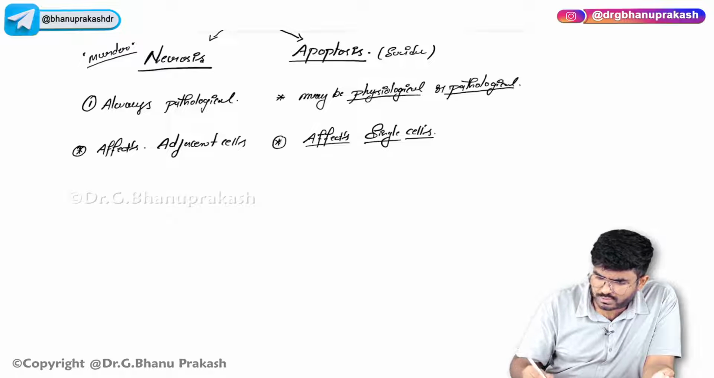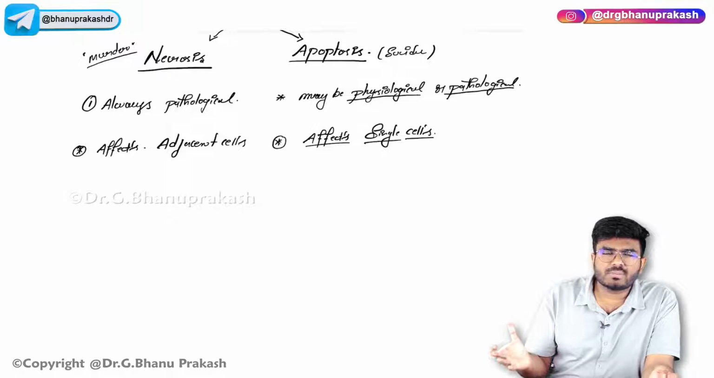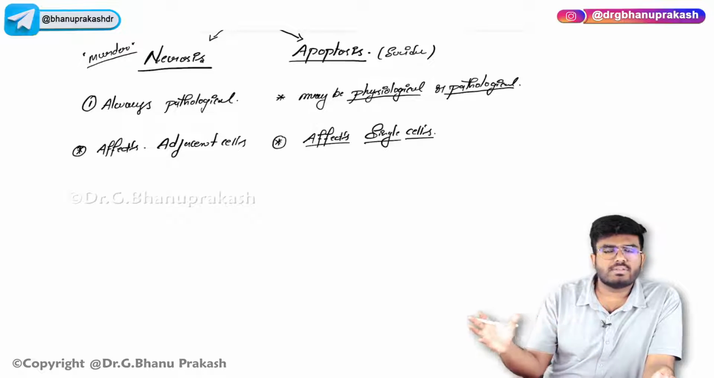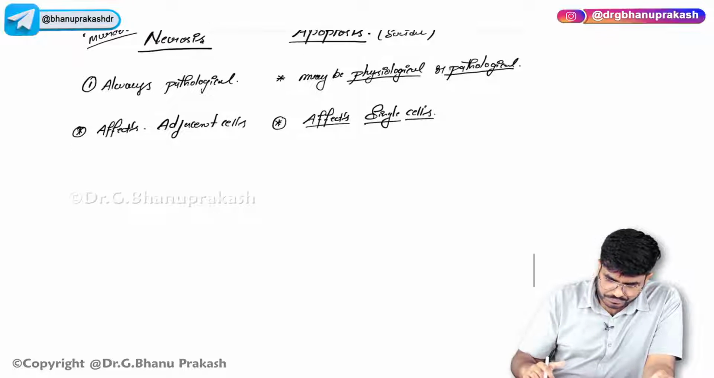When you want to commit suicide, you will die, not some other persons, right? Suicide is a personal thing, not a social thing. So, usually in apoptosis also, single cells will die. They will commit suicide. They will have this program and they will die.